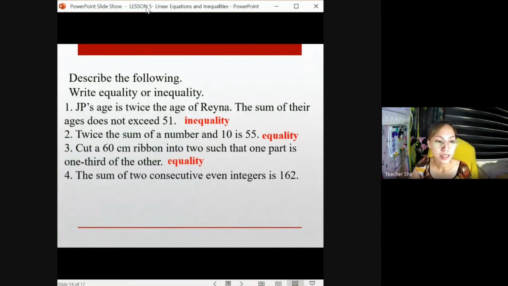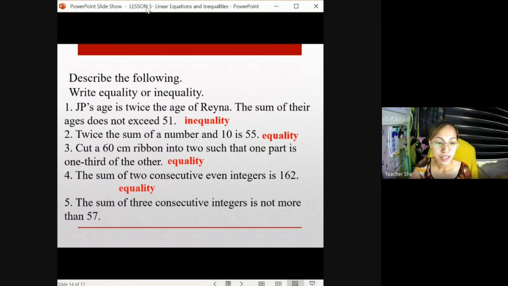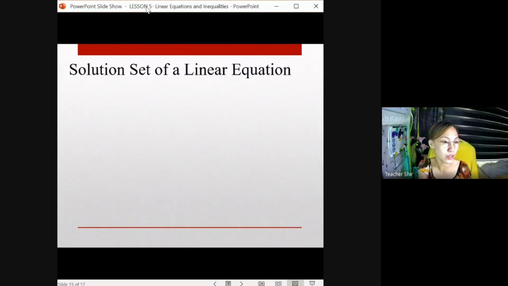Number 4, the sum of 2 consecutive even integers is 162. Correct answer is equality. Number 5, the sum of 3 consecutive integers is not more than 57. Answer is inequality.